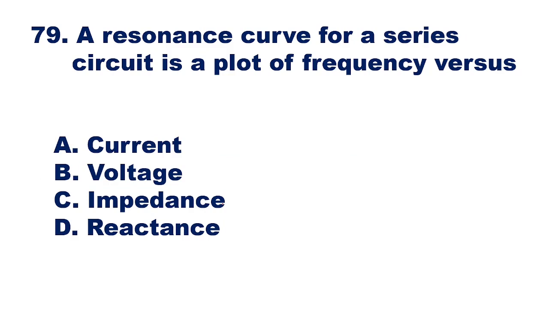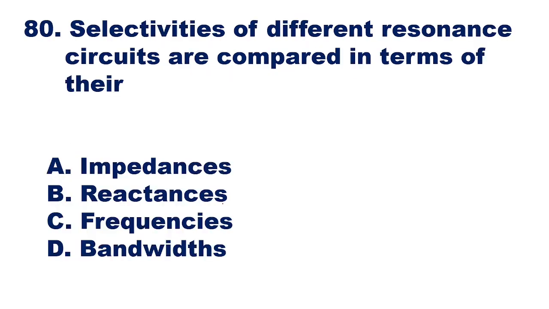A resonance curve for a series circuit is a plot of frequency versus current. So option A is the right answer here. It is a plot of frequency versus current. Then we'll go to the next question, question number 80.